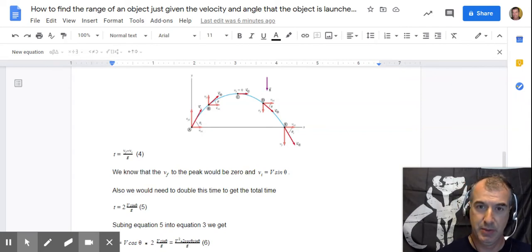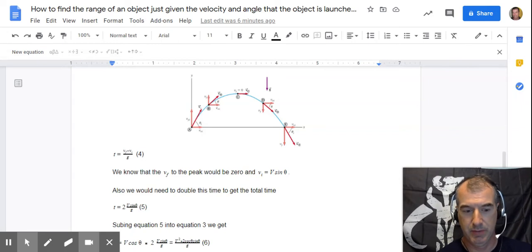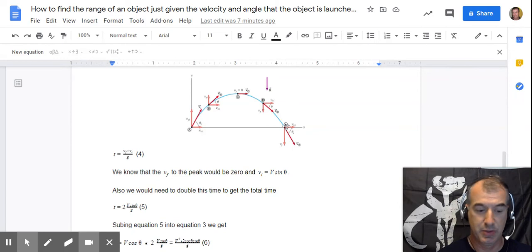Again, because I know that it's going to be on a level playing field, the time to the peak and the time back down to the same level again is going to be the same. So we need to double that time to the peak in order to get the total time. The final velocity at the peak would be 0, and the initial velocity would be v sine theta. Substituting that in and solving for the time, we get 2 times vi sine theta over g, which is equation number 5 that we have here.